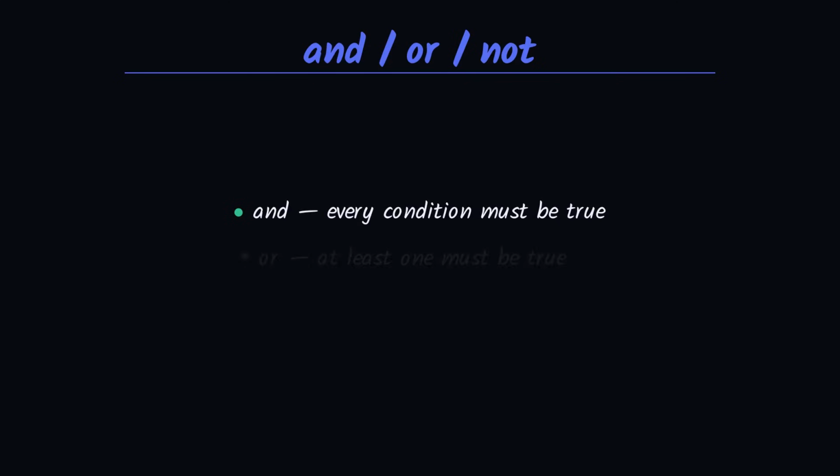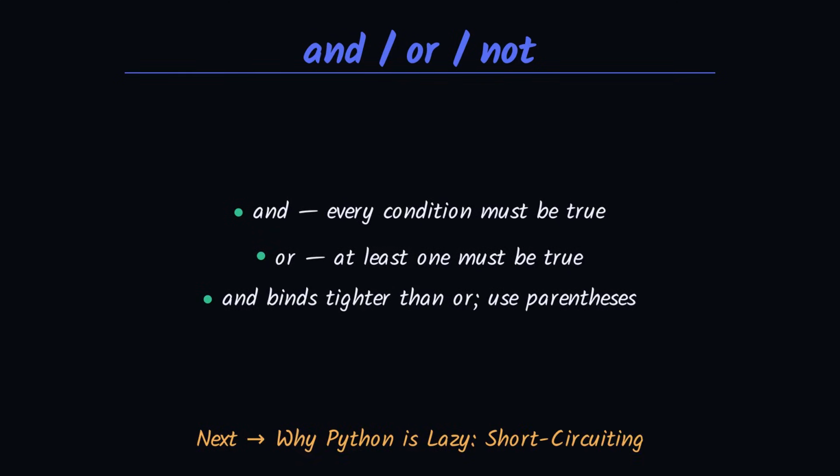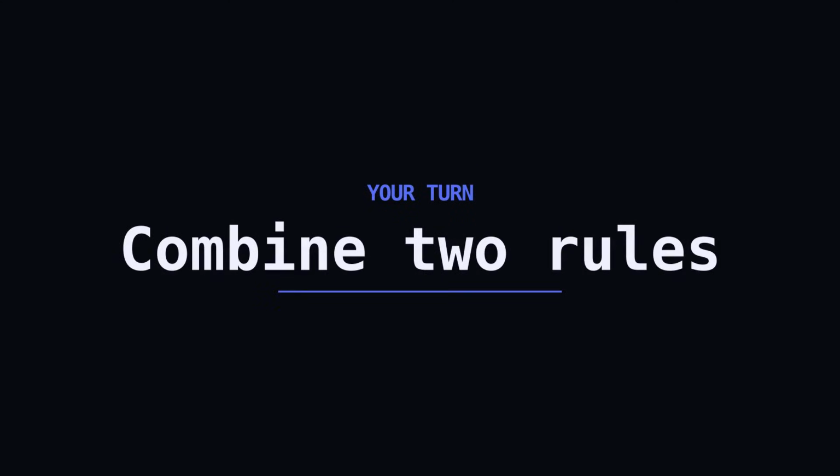So, and needs every condition true, or needs just one, and not flips a condition. When you mix and with or, remember and binds tighter, and reach for parentheses to make it obvious. Try this. Set temperature and is raining, and print stay inside only if it's below 10 degrees or it's raining. 1 if, 1 or. Go.